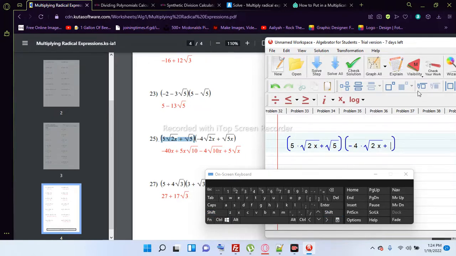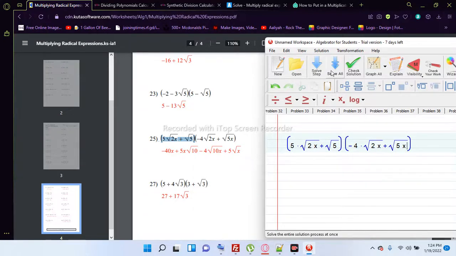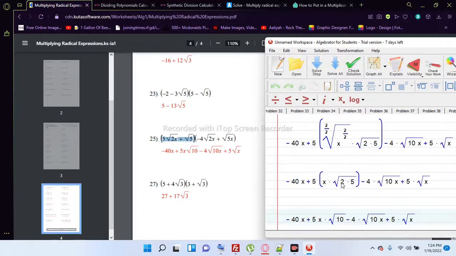Radical 5x. Radical, dude. And it looks just like that. Look: parentheses 5, radical 2x plus radical 5. Parentheses negative 4, radical 2x plus 5x. And we're going to solve all, and we should have the same thing.